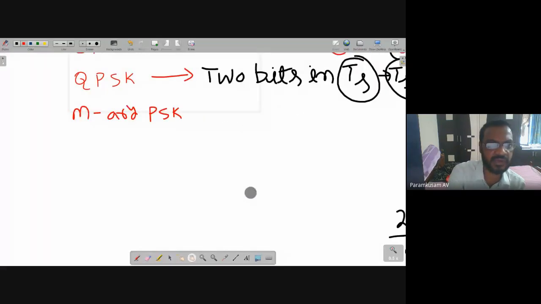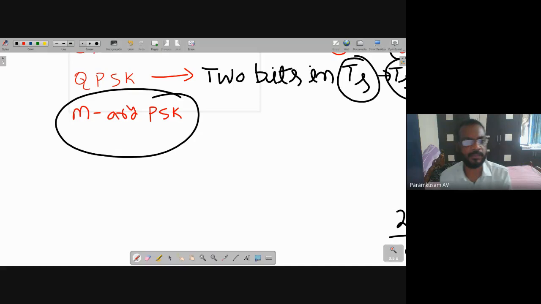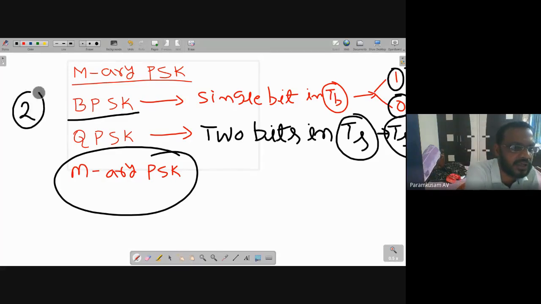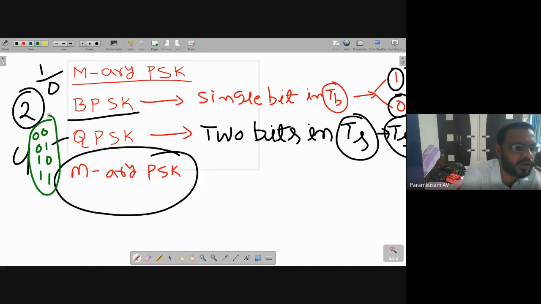Okay. Next we come to M-ary PSK. What is M-ary PSK? In binary phase shift keying, we transmit two symbols. How many symbols are transmitted here? Two symbols. Those two symbols are either logic 1 or logic 0. In QPSK, we transmit four symbols. What are those four symbols? 0, 0, 0, 1, 1, 0, and 1, 1. That is why it is called QPSK.